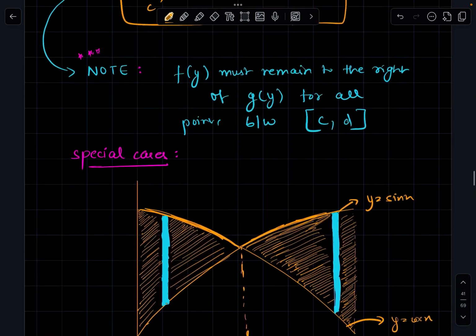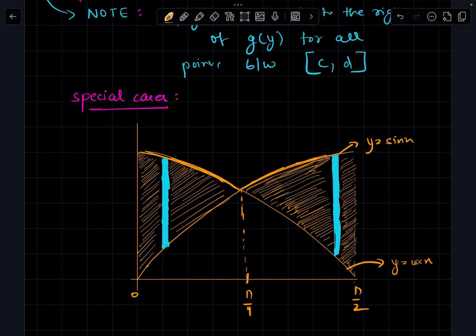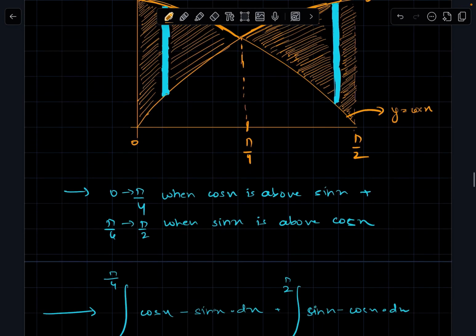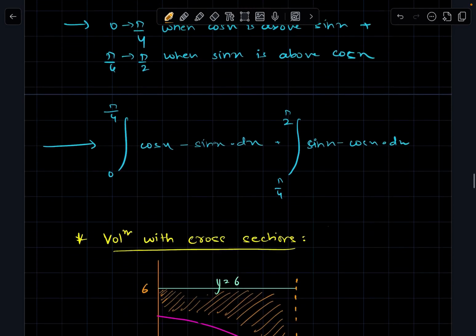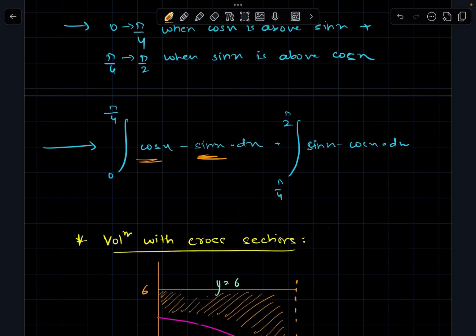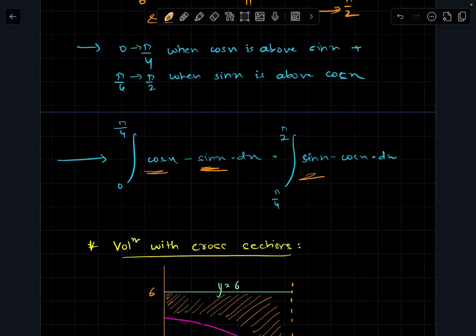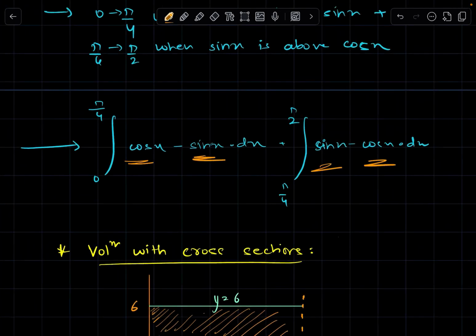So to calculate the area, we're going to calculate it vertically. You can also calculate it horizontally using the y coordinates, but we are going to be limiting ourselves to x coordinates in this case. We will be splitting the integral into 0 to pi by 4 and pi by 4 to pi by 2, where from 0 to pi by 4, f of x is cos x and g of x is sin x, and from pi by 4 to pi by 2, f of x is sin x and g of x is cos x. We'll integrate this and we'll get our answer. So that's a special case where the functions switch positions and one is now above another.